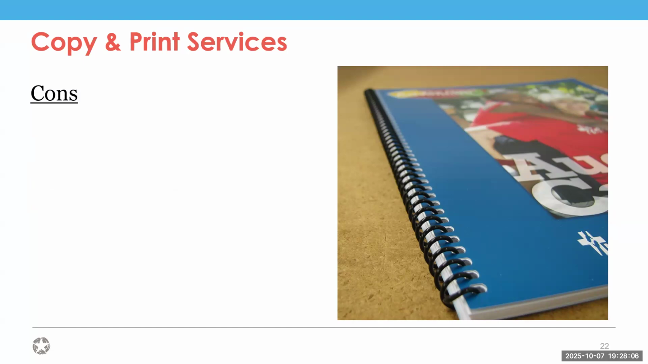The cons of this can be sometimes they are flimsy. The example on the right is just a little spiral bound thing. Not the sturdiest, but sturdier than some printed off pages and a binder clip. They won't stand up over time. If you're trying to really make an archival copy of something, I wouldn't recommend copy and print services.